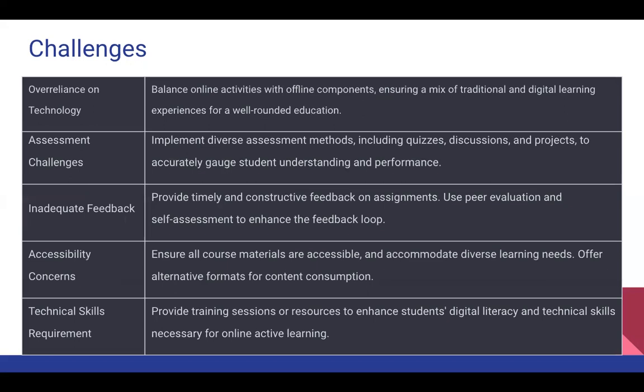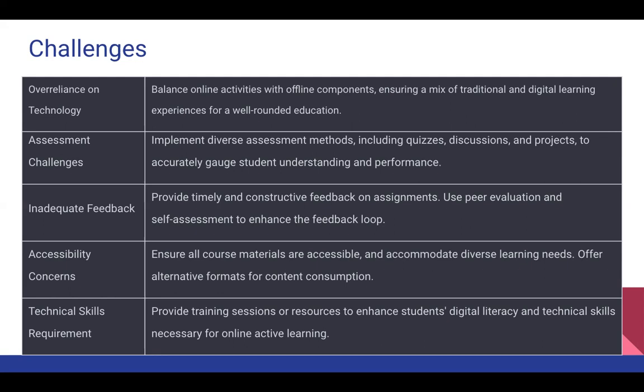Over-reliance on technology, if we trust it too much, is also a problem. We cannot completely depend on technology. We have to use a mix of traditional and online; if we can have a face-to-face meetup once in a period, it will be useful, rather than doing everything online. Assessment challenges will also be there, but there are online quizzes and discussions to solve this. If feedback is inadequate, we can use peer review and self-assessment also.